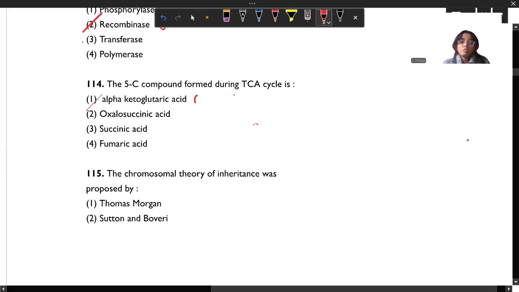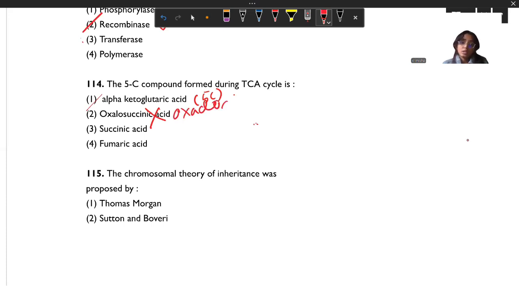Okay, so alpha ketoglutaric acid is a 5-carbon compound. There's nothing called oxalosuccinic acid. It is oxaloacetic acid. This is actually a blunder. This is a 4-carbon compound and this is also a 4-carbon compound.